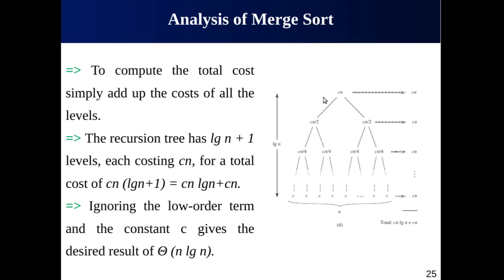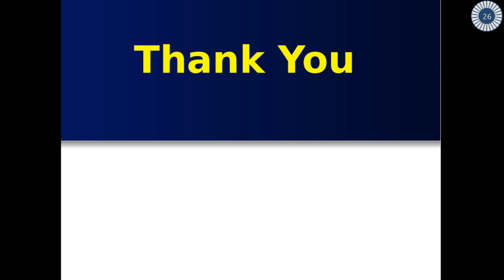if you want to find the total cost, you have to add up the cost of all the levels, and then you have to multiply. So you will get Cn multiplied by log of n plus 1. From here you will get Cn log n plus Cn. Ignore this term, ignore the leading constant, and what remains is the running time of the merge sort algorithm. So this was about the analysis of the merge sort algorithm.